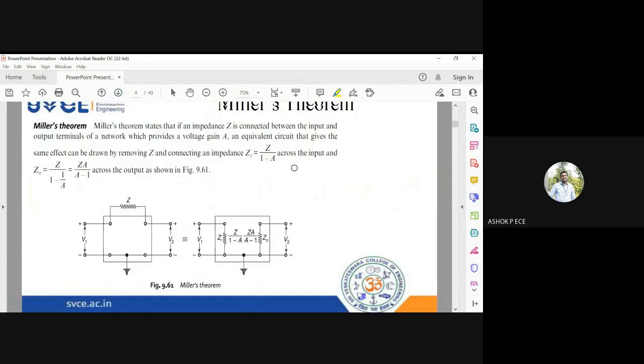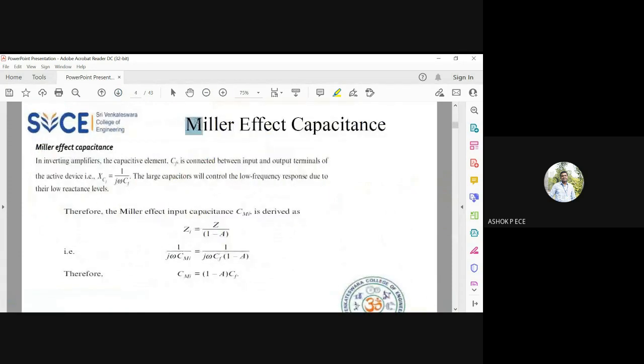Now, mostly in all the amplifiers, we will have capacitance appearing between input and output. We will not be having R and L. R will also come, but we'll ignore the R and consider only the effect of capacitance, because the capacitive reactance is given by Xc equal to 1 by omega C. At high frequency, as omega becomes very, very large, this reactance value becomes very, very small. It will behave like a short circuit. That is why we say at high frequency, capacitive effect is more pronounced.